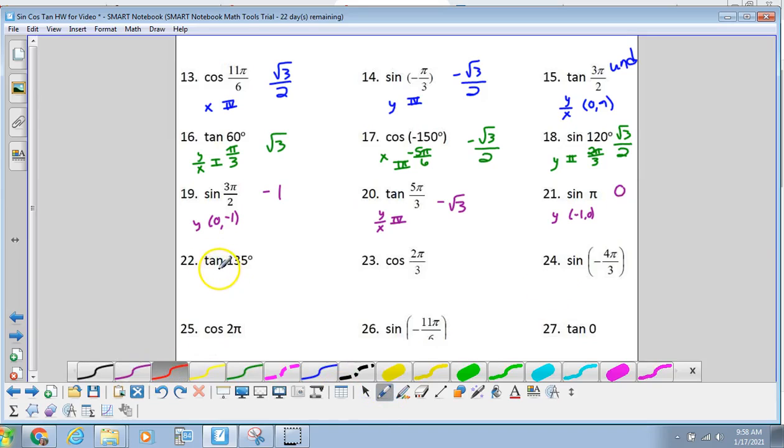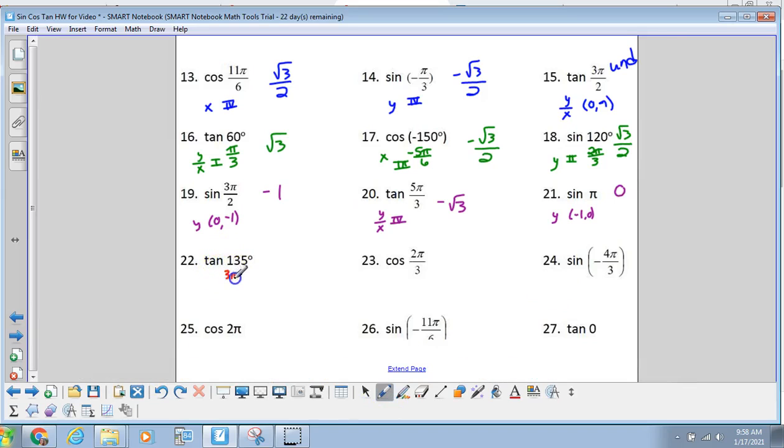Number 22, the tangent of 135. This is in our pi over 4 family. It is 3 pi over 4. Tangent is our y over x. And 3 pi over 4 is in our second quadrant. The tangent of our pi over 4 family in the second quadrant is negative 1.